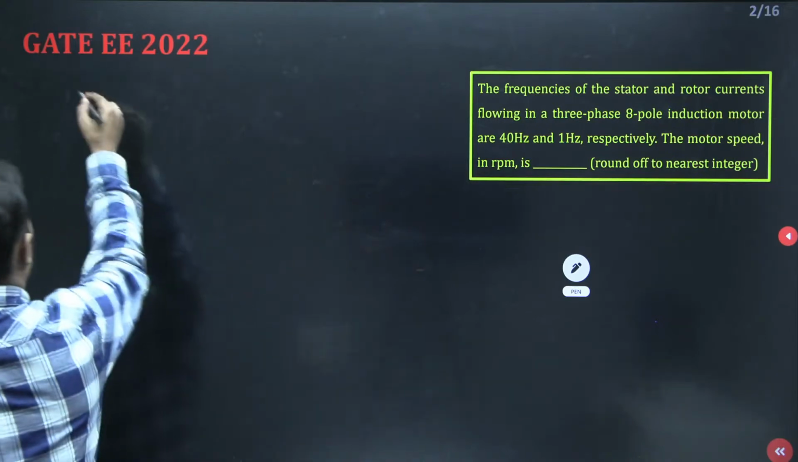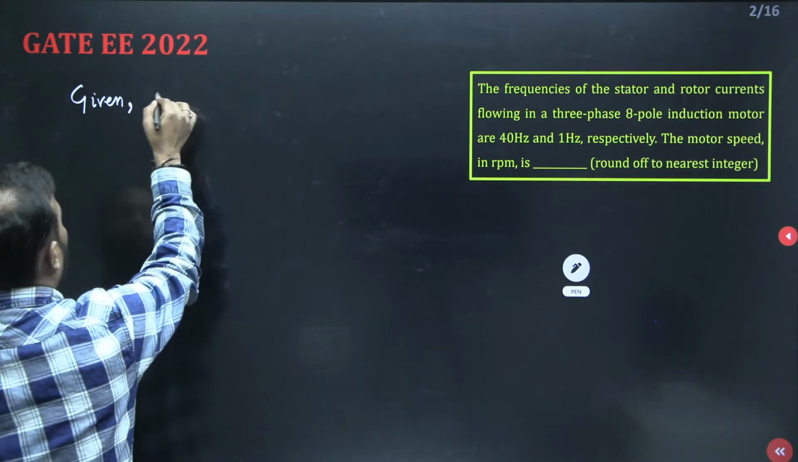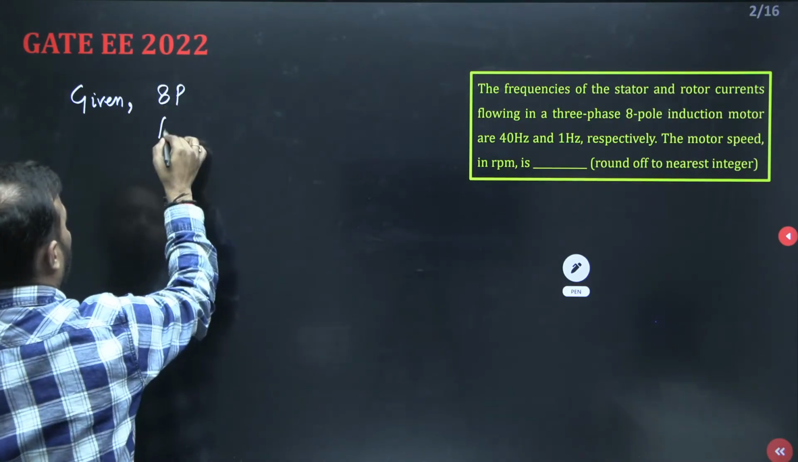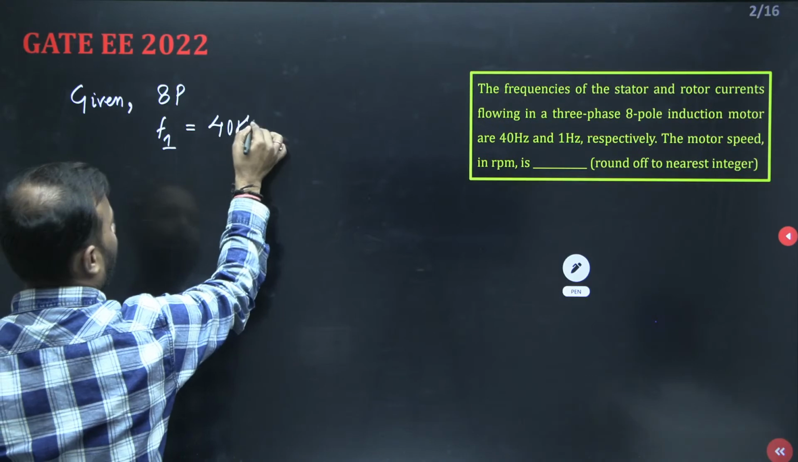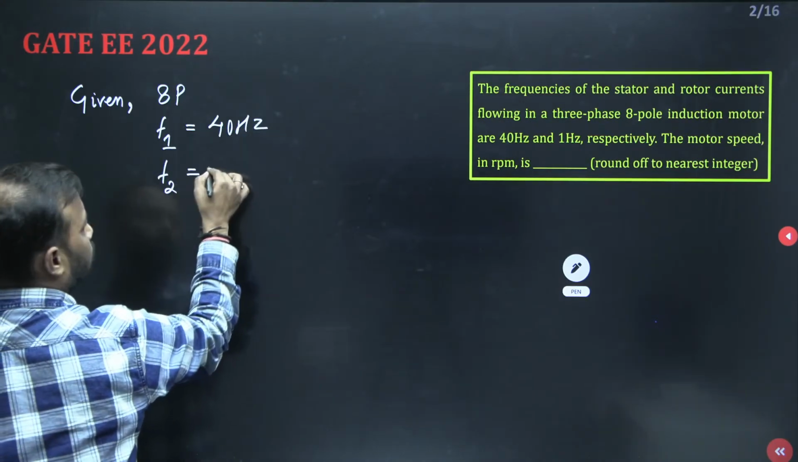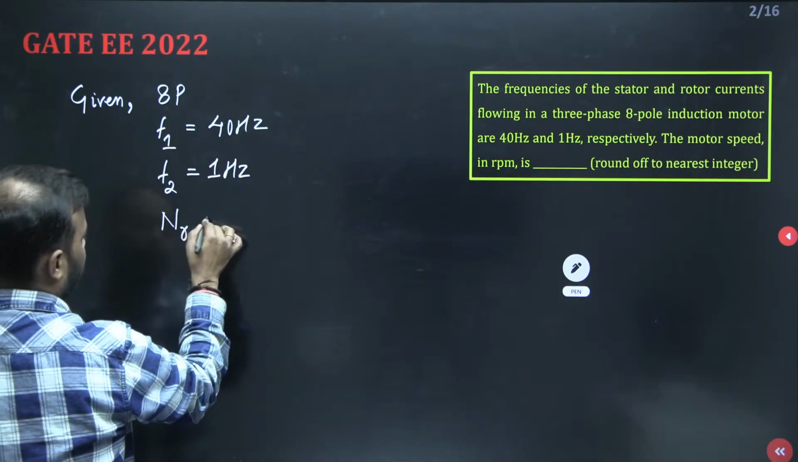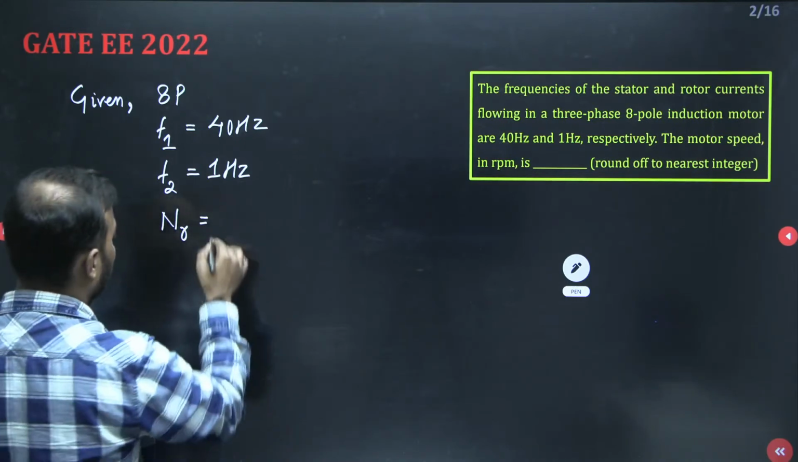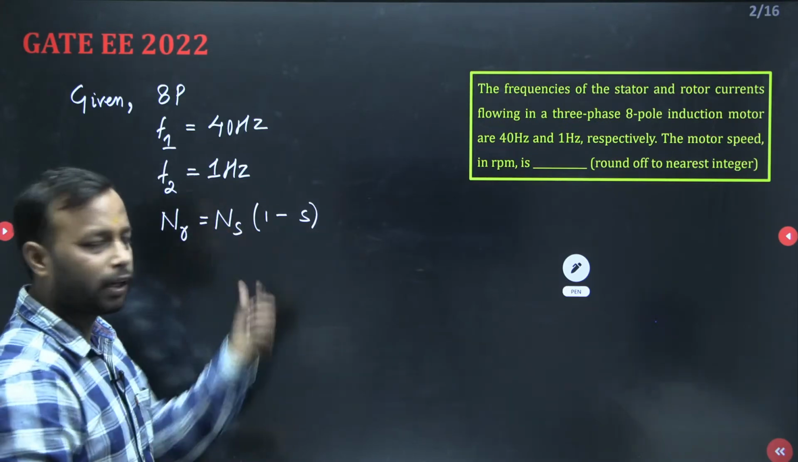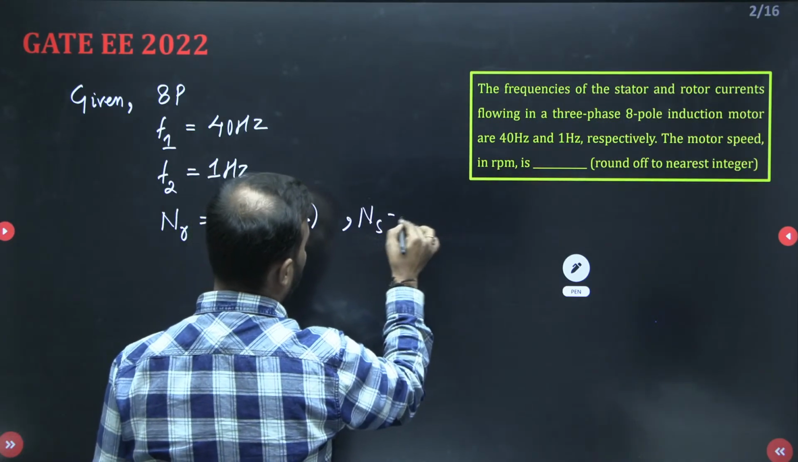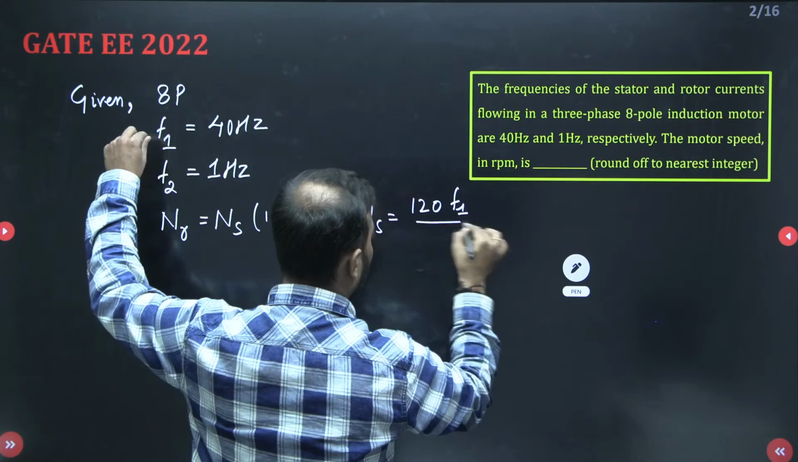Now look here. First, let us write the data which are given in the question. The induction motor is 8-pole. Stator frequency, let me take F1, which is 40 Hz, and the rotor frequency, which is F2, is given as 1 Hz. I need to determine the motor speed, which is NR. This is the rotor speed or motor speed, which is equal to NS times (1 minus S), where NS is the synchronous speed, 120 F by P. So let me write here NS equals 120 F1 divided by the number of poles.